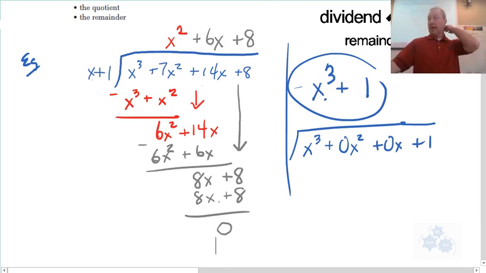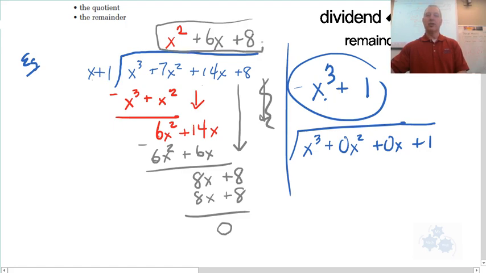So that means a couple things. First of all, we have nothing more to drop down, so we're done. And also what this means is when we have a 0 as a remainder, that means that this quotient and this divisor, they are factors of this polynomial. That's really important. That's going to be important for us moving forward.